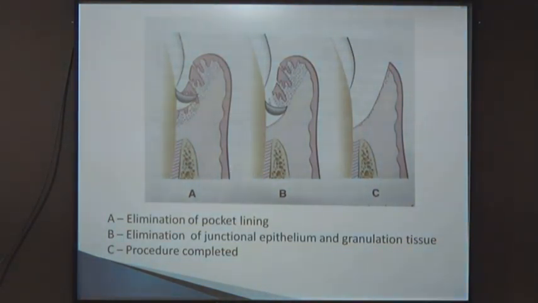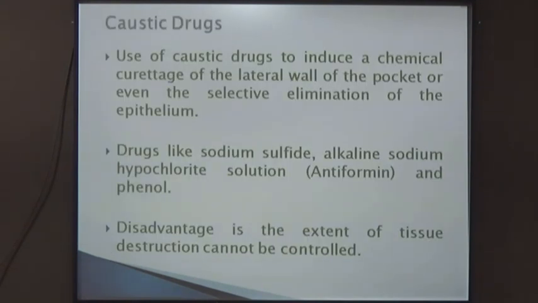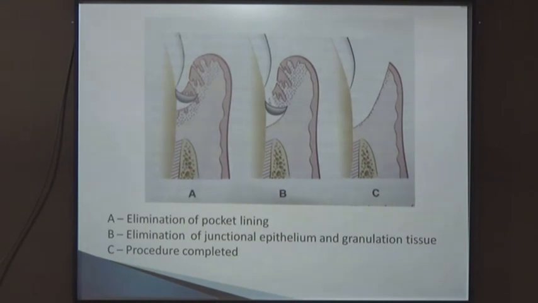There you see elimination of the pocket lining, elimination of the junctional epithelium and granulation tissue, procedures completed. See after the curettage how it is. See they are eliminating the pocket lining. This is the pocket lining, isn't it? And they are removing the junctional epithelium and granulation tissue. And once it is removed, it will be like this. So this pathologically exposed root surface will get united with the lost tissue. Okay, this is how we will know.